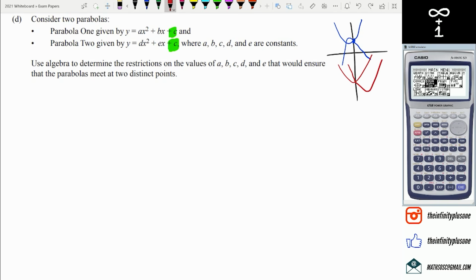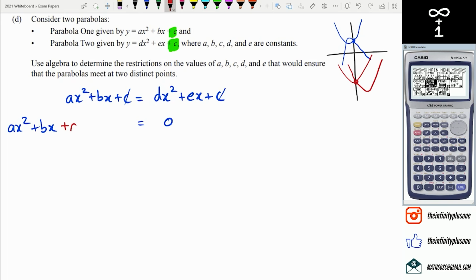Or there like this, all right? Doesn't matter. So that first point, we know that the parabola is going to meet is when x equals 0. So how do we actually do this? We're going to put parabola 1, which is ax squared plus bx plus c, equals dx squared plus ex plus c. Now the two c's cancel out each other, and what we've got here is 0 on the left-hand side when we move everything from the right-hand side to the left-hand side.